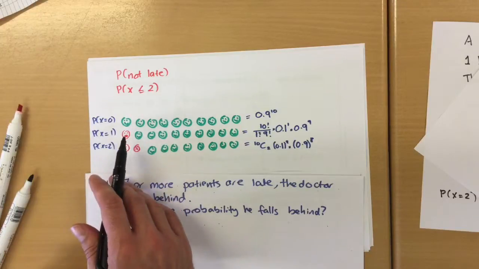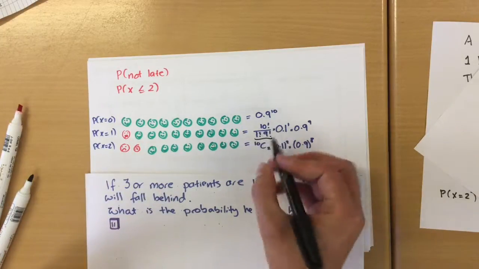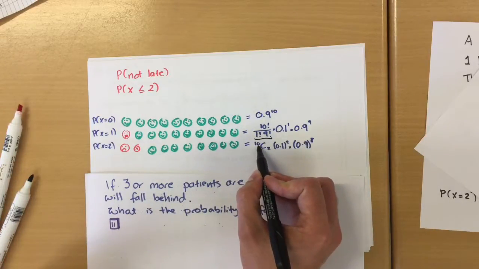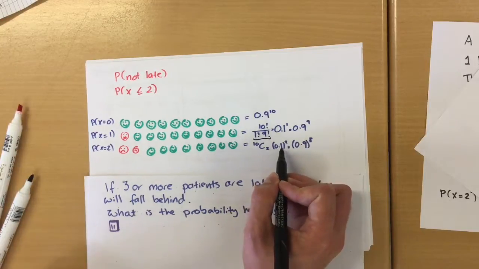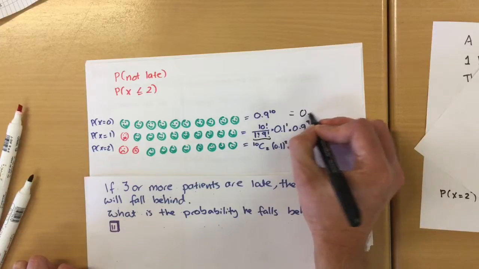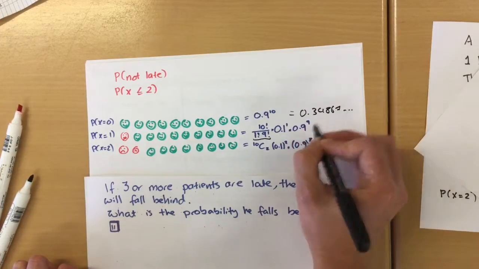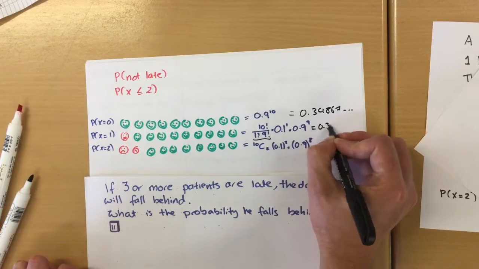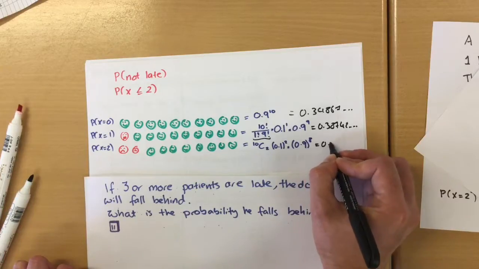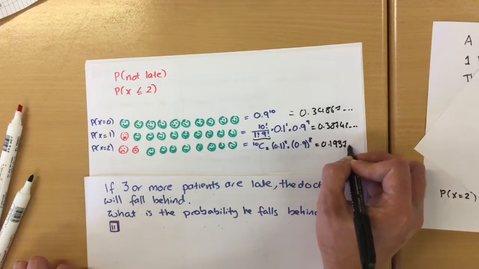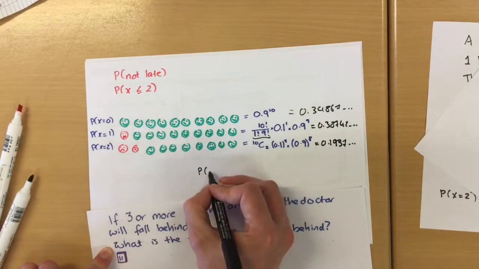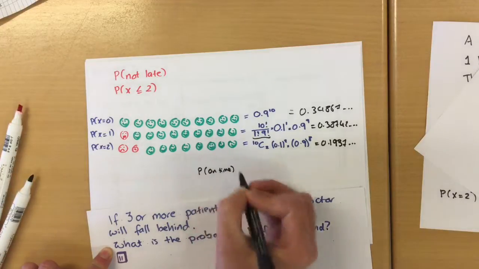The chance that only 1 is late, well, here's the number of combinations. Probability of 1 late, 9 on time. And again, this one is from earlier, so 10 combinations, we've chosen 2 of them, 0.1 squared times 0.9 to the 8. So that should have given us 0.34867, 0.38742, and from earlier, this was 0.1937.